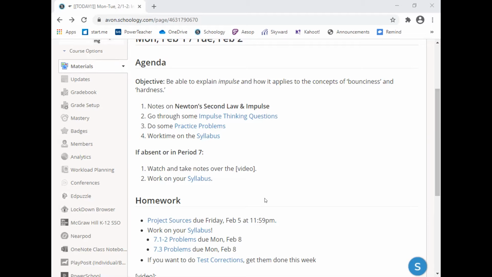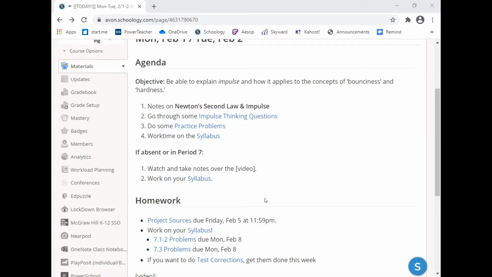Homework. So the project sources that we started on Thursday, I want those done by Friday evening. Especially those of you who are not juniors, you have plenty of time to do that, but hopefully you've got a good start on that. But I'd like project sources due by Friday. And on the syllabus that you picked up, as you can see, I've got the first two sections of that syllabus set to be due next Monday.